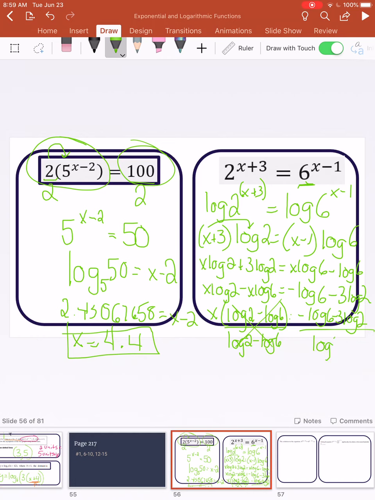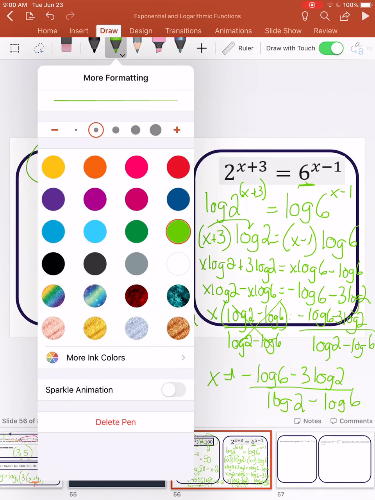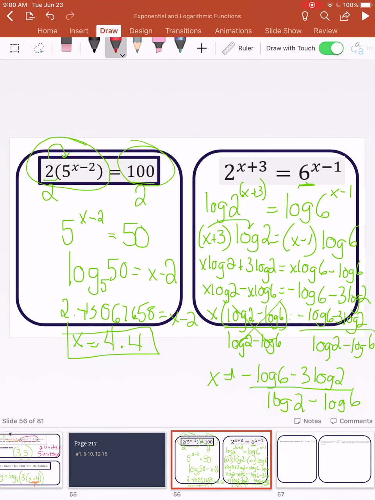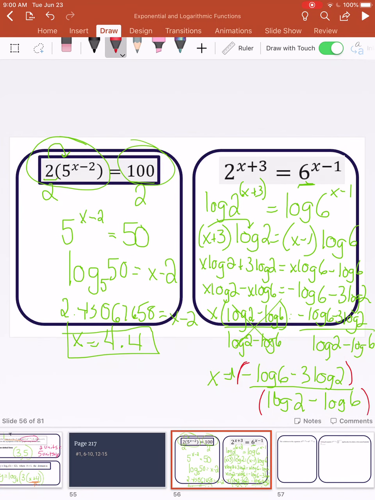You really don't need to simplify any further from this. This would be my simplified answer, which doesn't look very simple. You could use log laws and try to continue simplifying, but I will just accept this as an acceptable answer. The next step is to type this in your calculator. Whenever you have a numerator that's more than one term and a denominator that's more than one term, you want to make sure you use brackets. Go ahead and try typing this in your calculator.